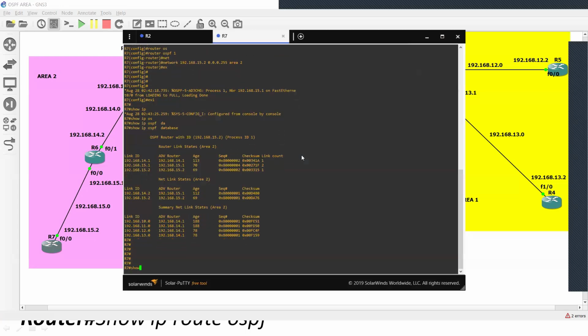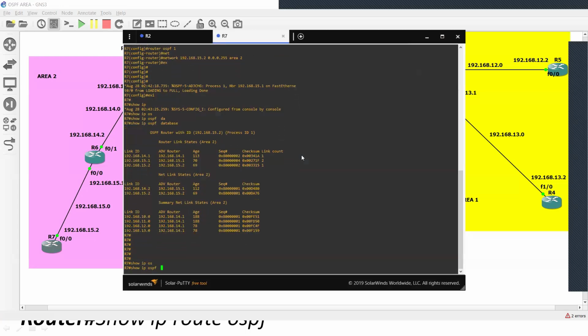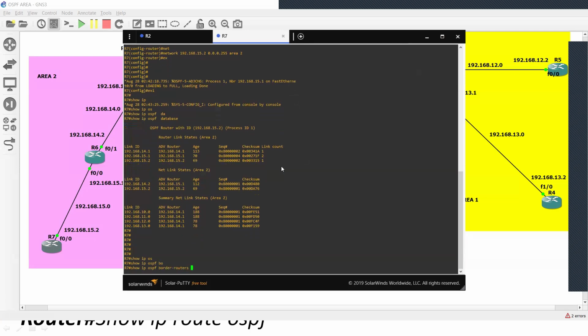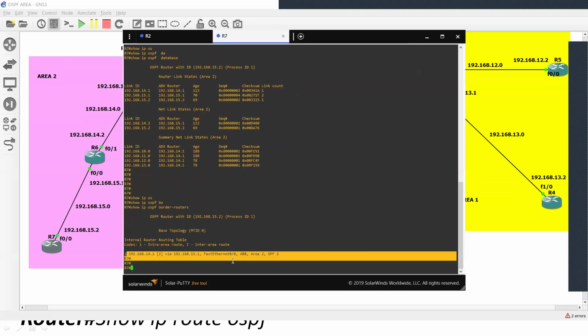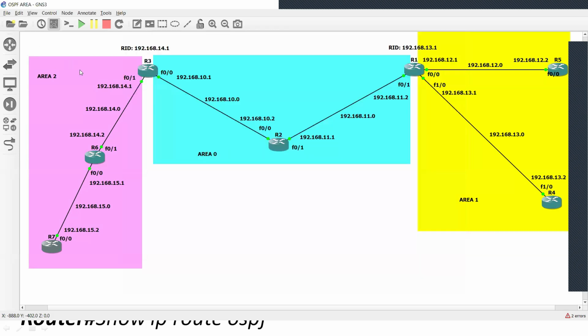If I go to R7, it will also show me the same details. Show ip ospf border-routers. So it will answer me 14.1. This is the nearest border router to this router. So by this command, we can check which one is our border router.